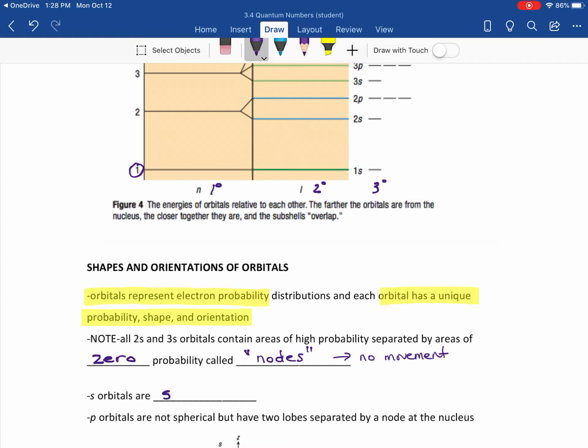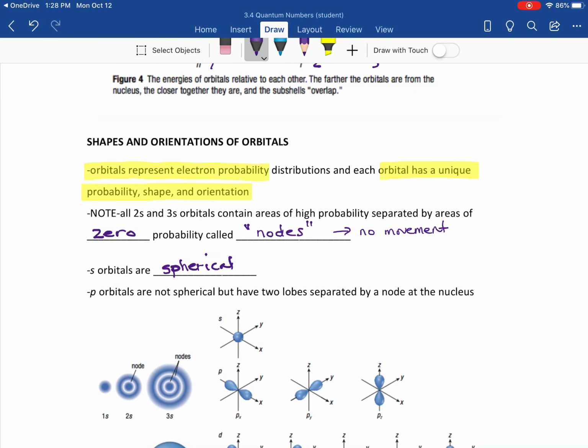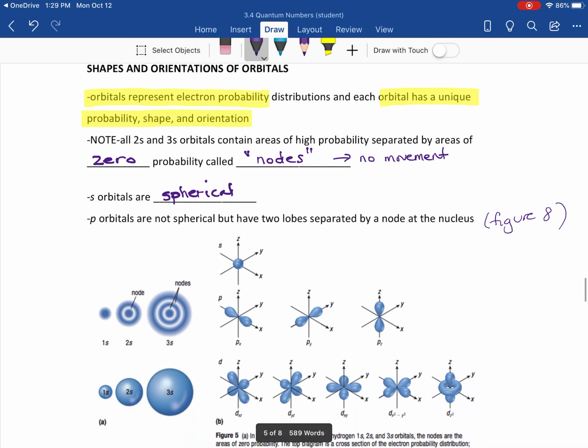So my s orbitals are spherical, okay? My p orbitals are not spherical, but they've got 2 lobes separated by a node at the nucleus. I'm going to call it a figure 8 because that's what it looks like to me. So let's take a look at these pictures, okay? So let's take a look at these ones first. Here are our s orbitals. Now imagine them to be spheres.